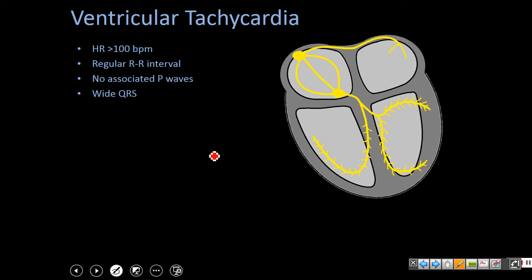Ventricular tachycardia. This rhythm is a little different. It's still a ventricular rhythm. However, it's a lot faster, so greater than 100 beats per minute. The R to R interval is expected to be regular, no associated P waves, wide QRS. So it sounds just like IVR and AIVR. However, this rhythm is a little different in the mechanism.